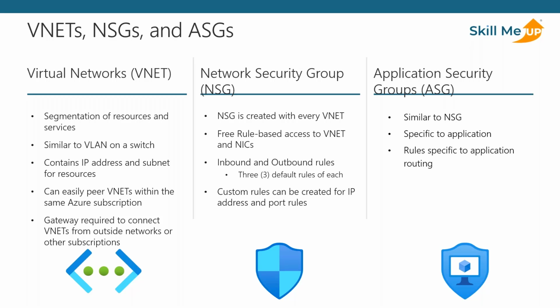And then the last piece on here is very similar to a network security group, and that's the application security group. Those are rules specific to application routing. Typically, they're IP rules or HTTP type rules specific to an application, but they work very similarly. They're inbound and outbound allow and deny type rules and access control rules.